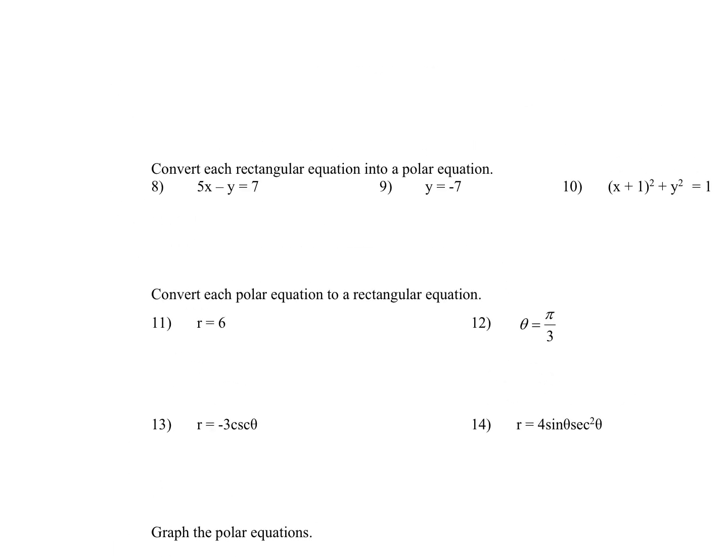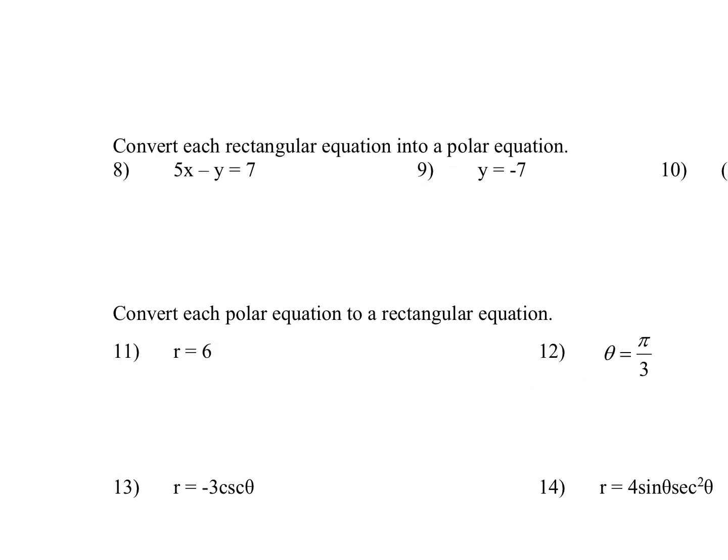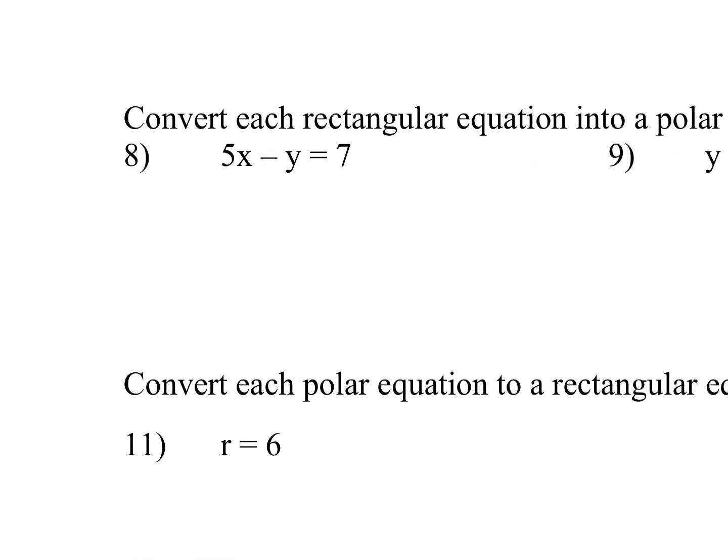Okay, so changing equations. For the most part, just remember that anytime you see x or y, you want to replace it with cosine and sine versions. So this would be 5r cosine theta minus r sine theta equals 7. There's really not a lot to do here.